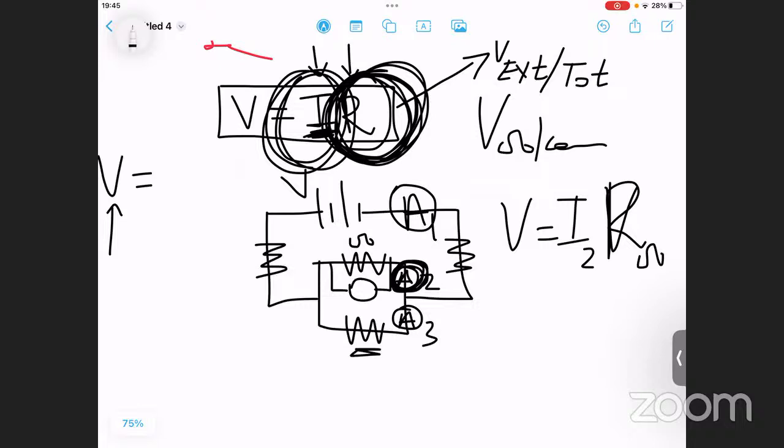Otherwise, if you use I3, ammeter number 3, even the R that you're going to substitute is for that side where A3 is connected. That means the V that you will get is for just that.